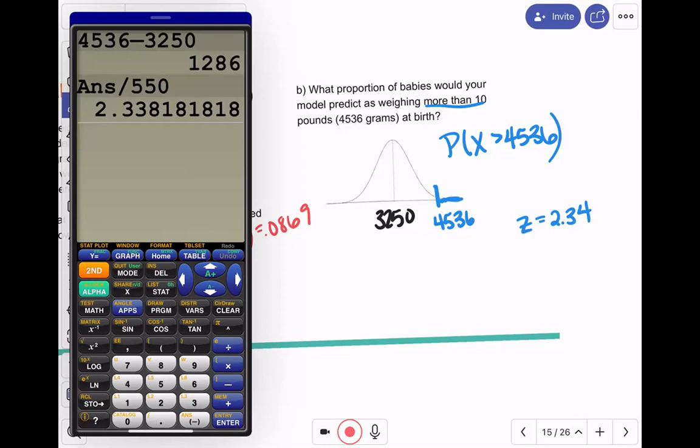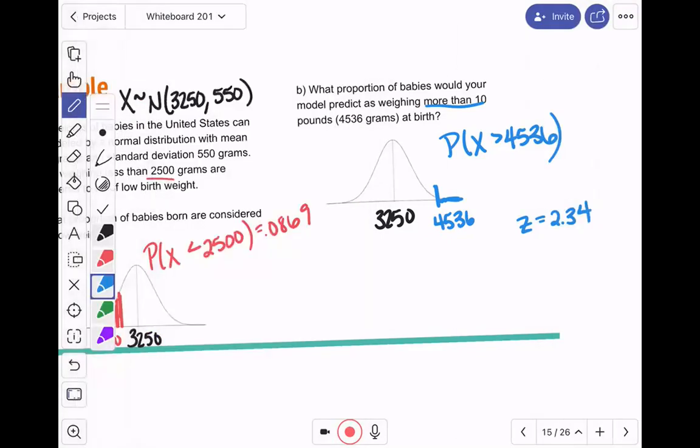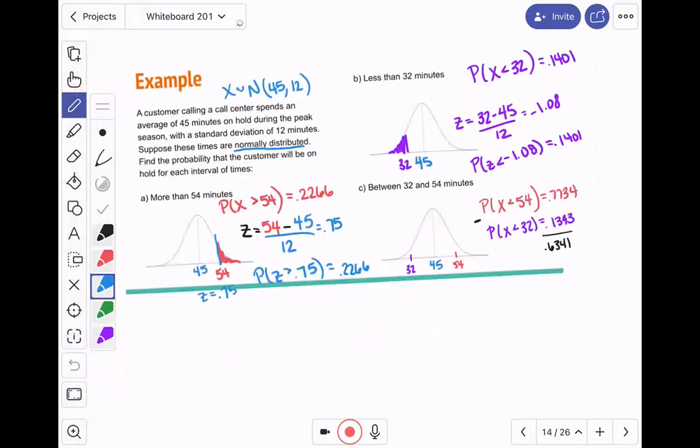At this point, if I'm going to the chart, I will go to the negative, right? Right, because this is a greater than problem. That's exactly what you're going to do. Because it's greater than, you flip the sign. So I'm going to look at negative 2.34 for this one.